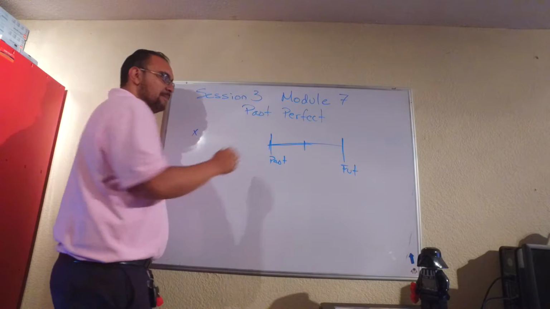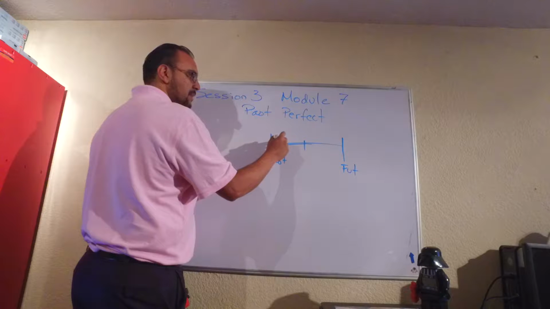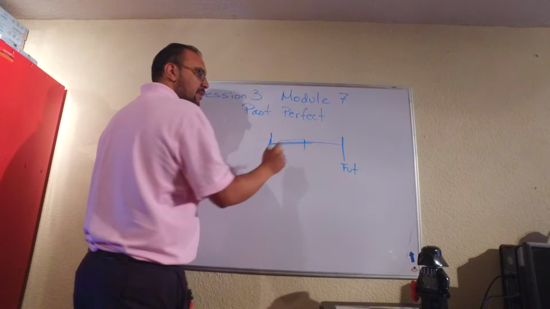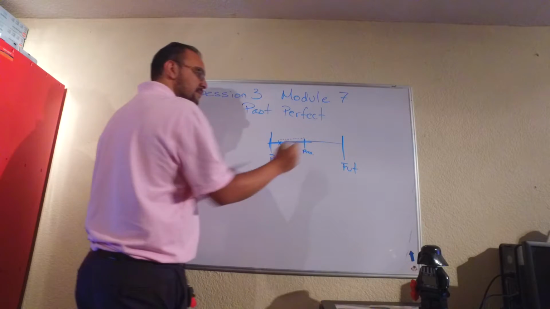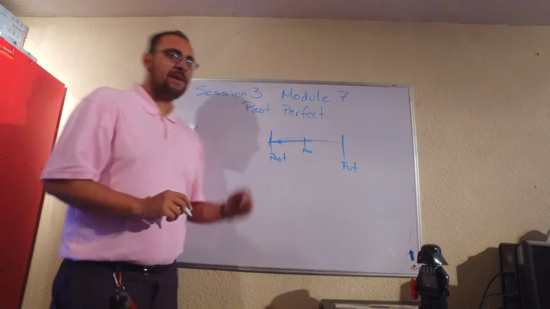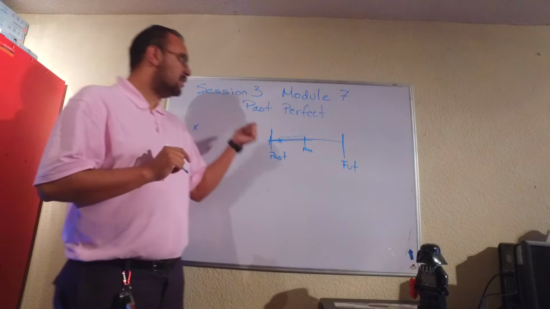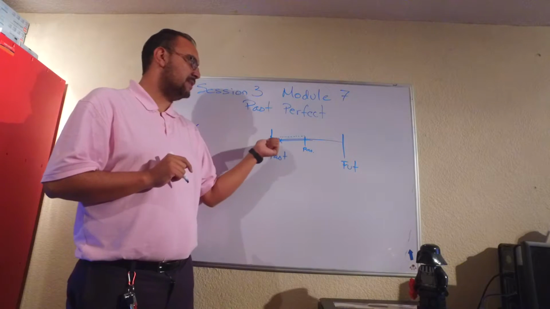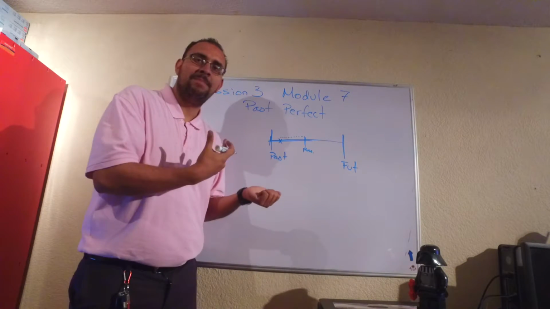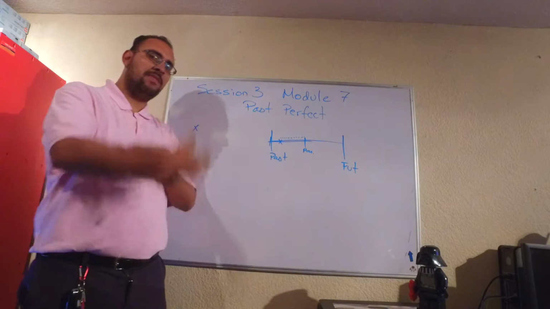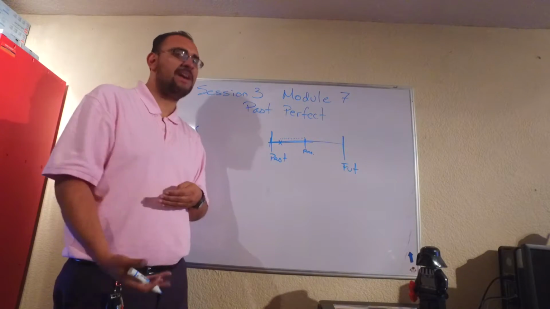So, if you remember, the present perfect was a point in the past that continued until the present. Yes? Well, now the past perfect is called the past of the past. Why? Because we have this reference, but it's an action that happened before another action happened in the past.